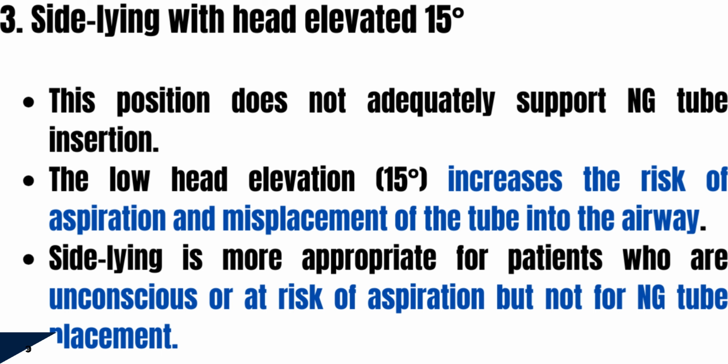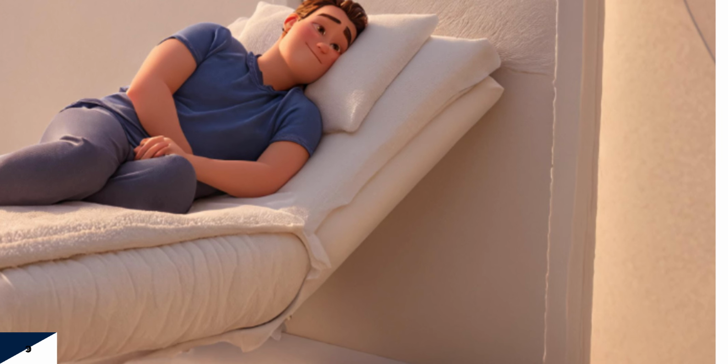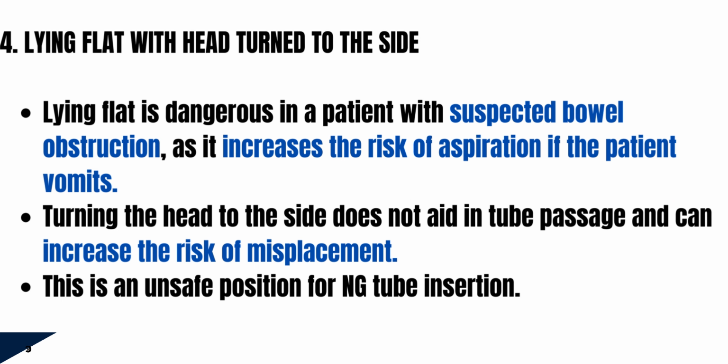Option 3. Side lying with head elevated 15 degrees. This position does not adequately support NG tube insertion. The low head elevation, 15 degrees, increases the risk of aspiration and misplacement of the tube into the airway. Side lying is more appropriate for patients who are unconscious or at risk of aspiration but not for NG tube placement.